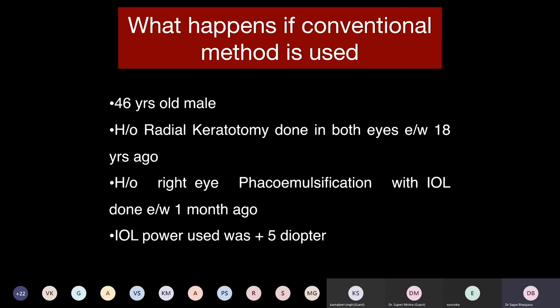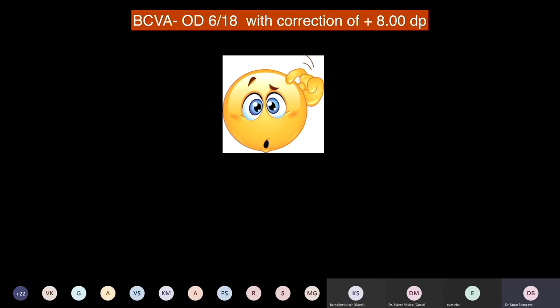So what happens if we use a conventional method for calculating the IOL? Let me start by giving you an example. This was a 46-year-old male who had an RK done in both eyes about 18 years back, had a cataract surgery 1 month back, and the IOL that was used based on the conventional biometry was plus 5. Take a wild guess in your mind what exactly might be the refraction of that patient. But I can tell you one thing, that the patient was very, very unhappy. When he came to me, I saw that he had a best corrected visual acuity of 6/18 with a correction of plus 8 diopters. So that was the reason for his unhappiness.